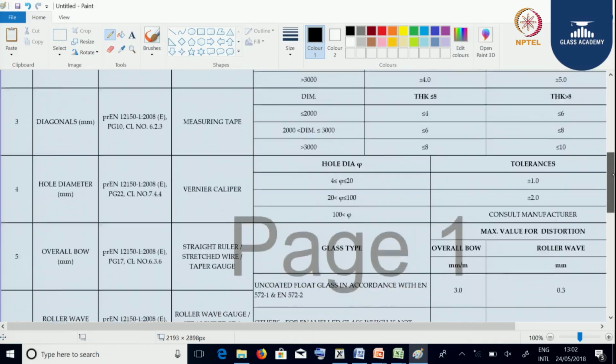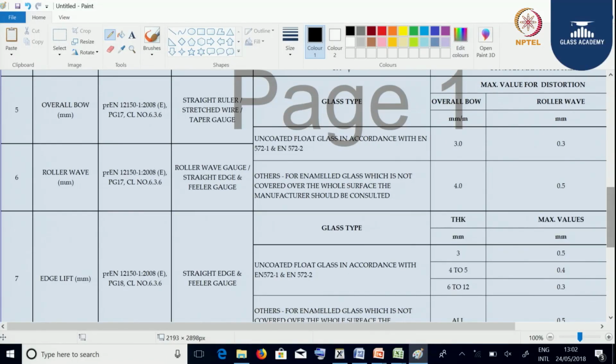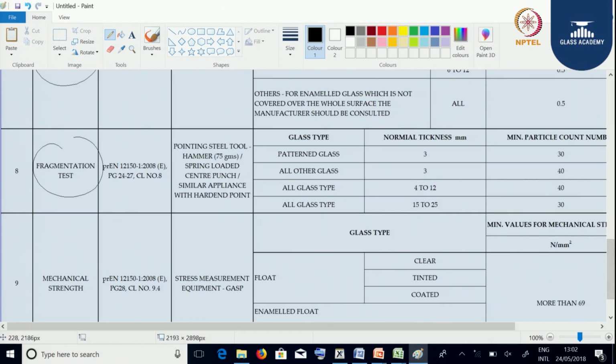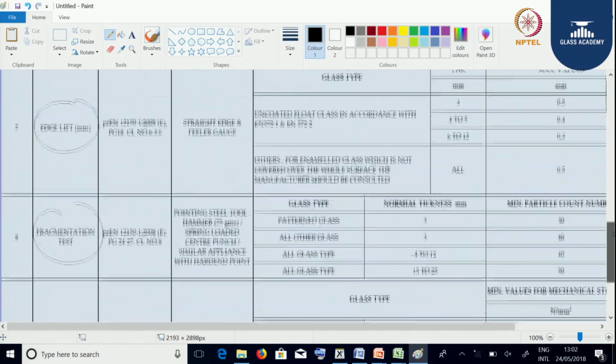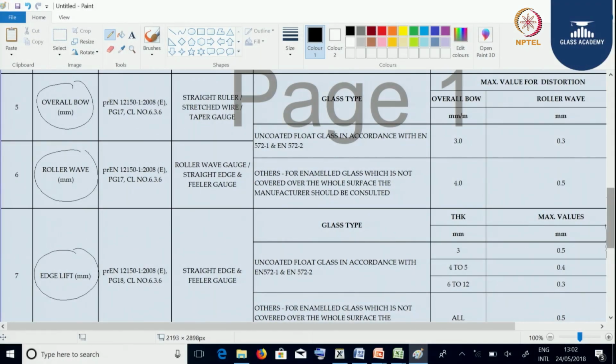And the main functioning in tempering, that is, the test parameters we look at in tempering are overall bow, roller wave, edge lift, fragmentation test, and the strength that we are going to focus on in this particular tempering department. Now let us understand each test parameter one by one. Let us take overall bow.